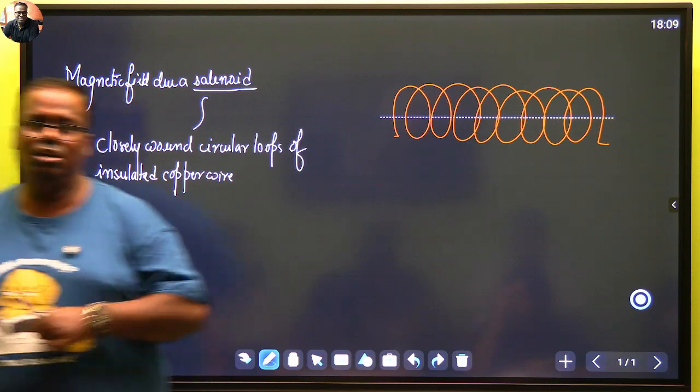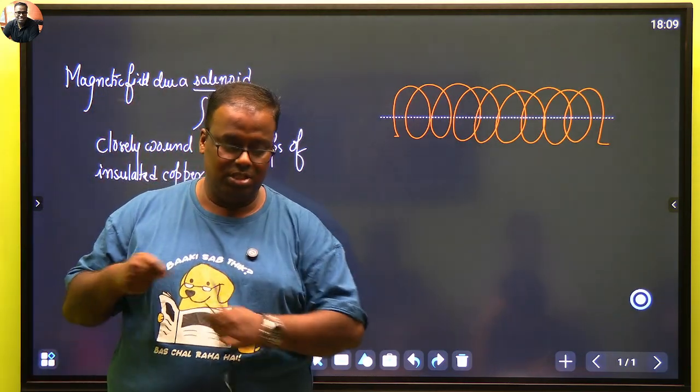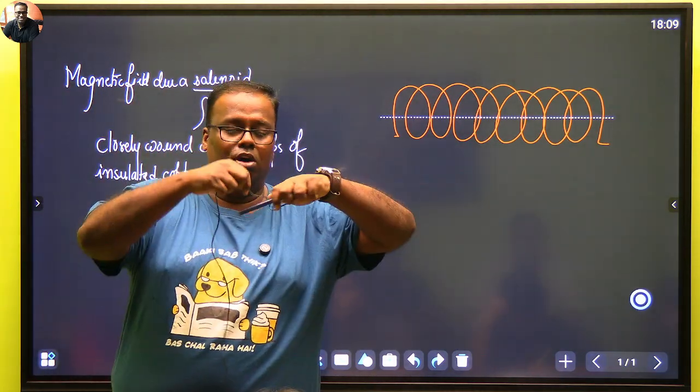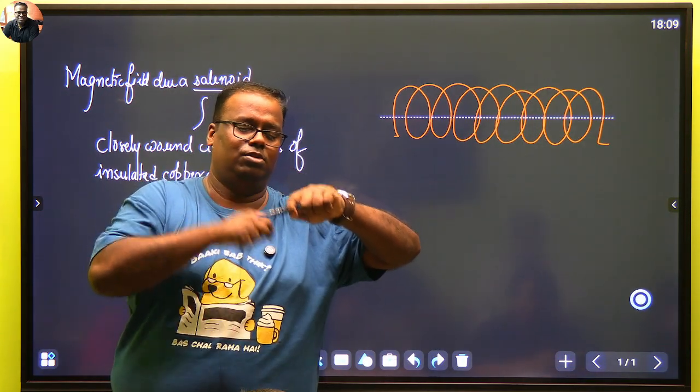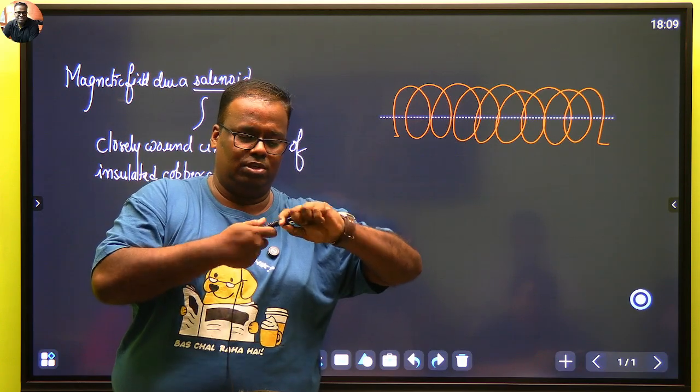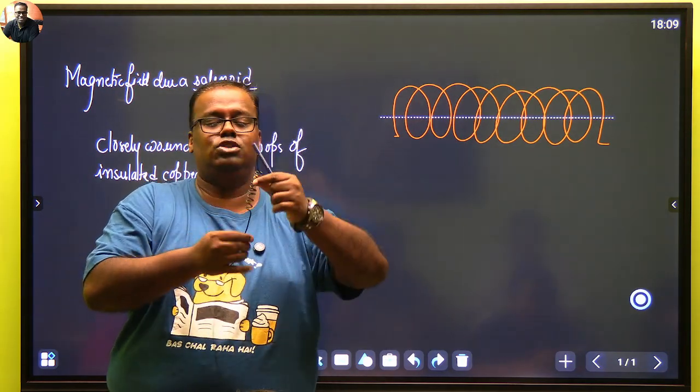How is it made? Even you can make it at home. For a solenoid, take one rod or a balloon and just wind the wire around it. Wind it like this. This is also a solenoid. And then wind it tightly and remove the rod. The solenoid is made.